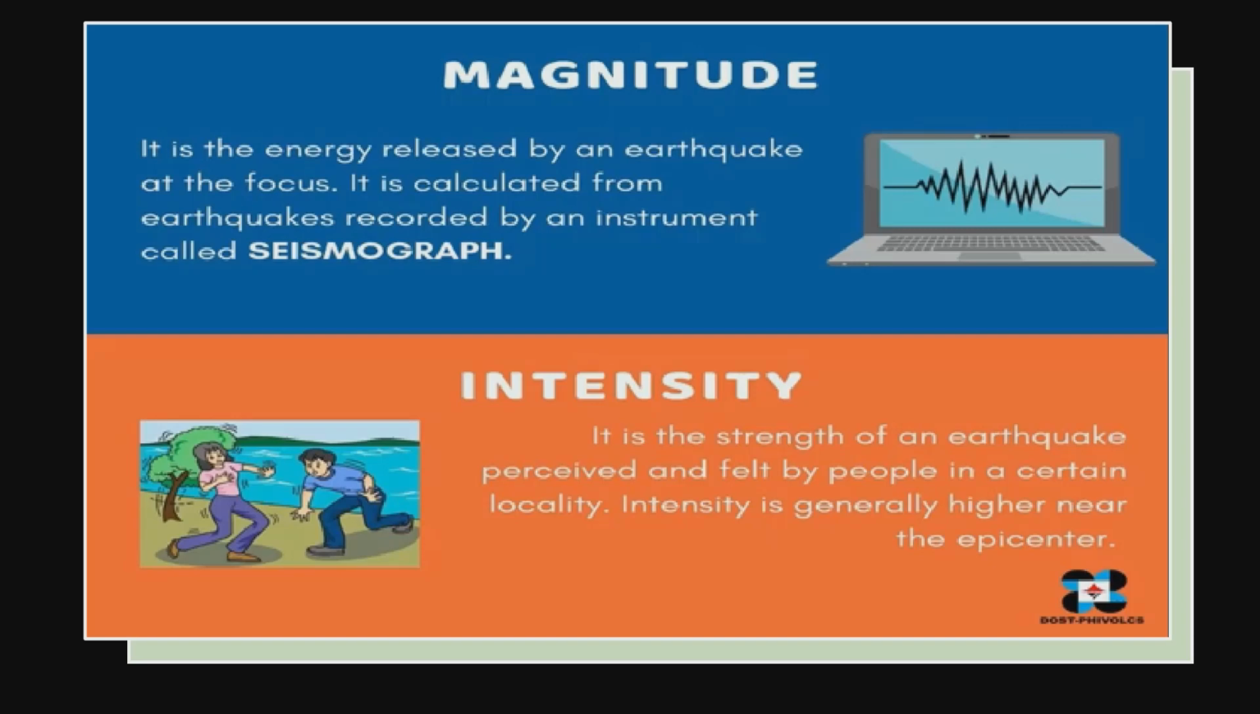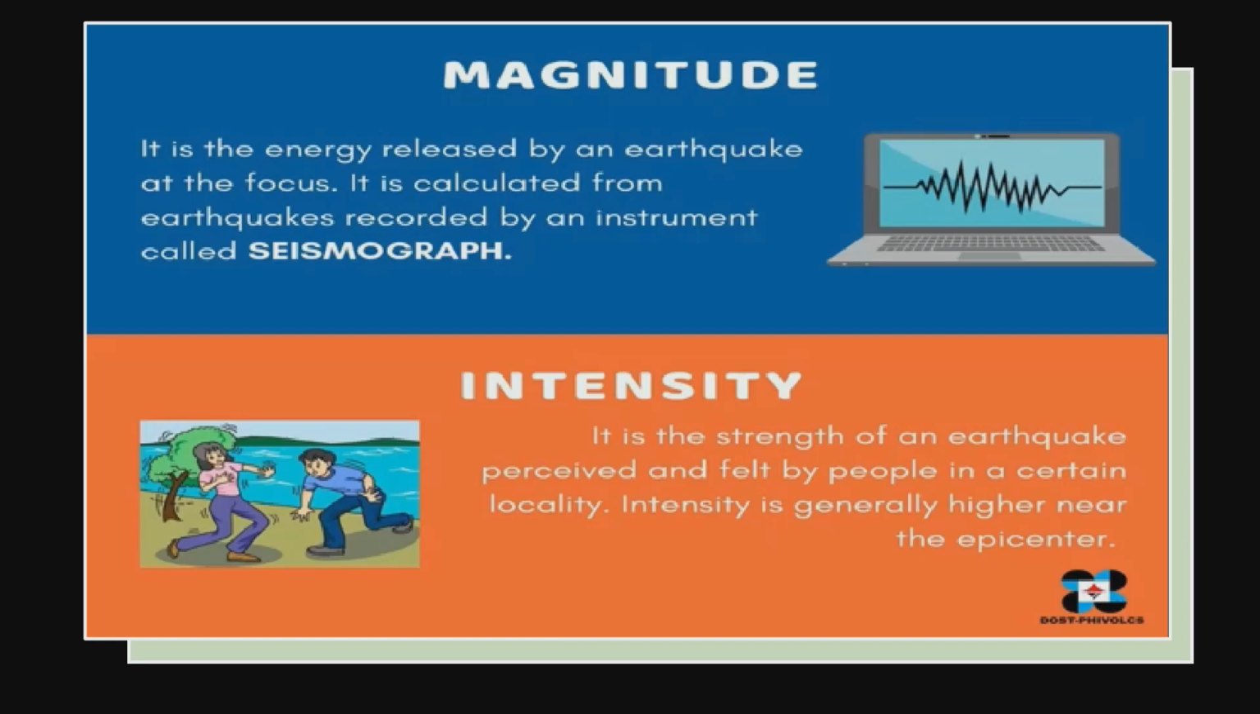Magnitude is the energy released by an earthquake at the focus. It is calculated from earthquakes recorded by an instrument called a seismograph. Once again, the seismograph is the device used to measure the magnitude. While intensity is the strength of the earthquake perceived and felt by people in a certain locality. In that area, what they felt, as in the table I showed earlier, you can see how strong the intensity was.